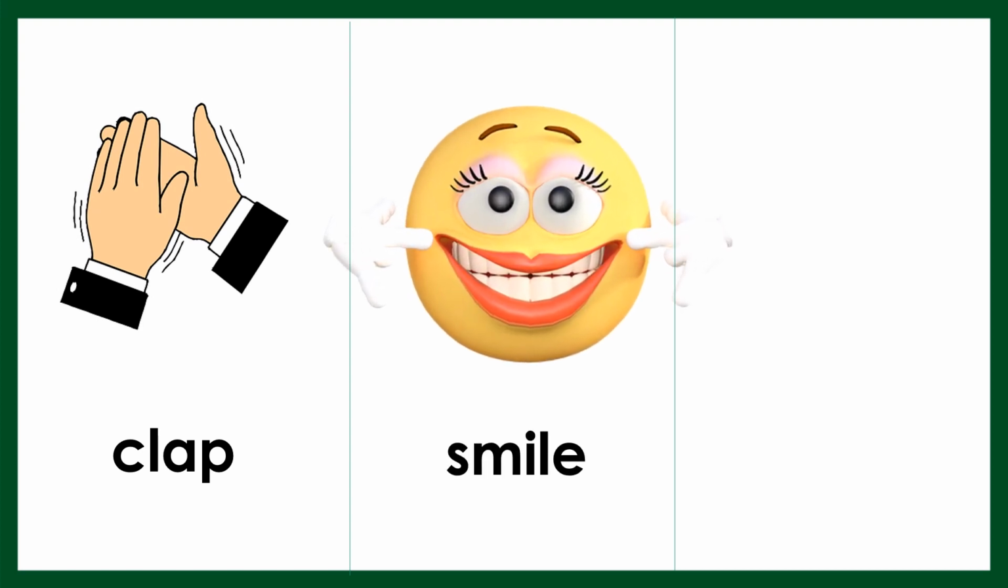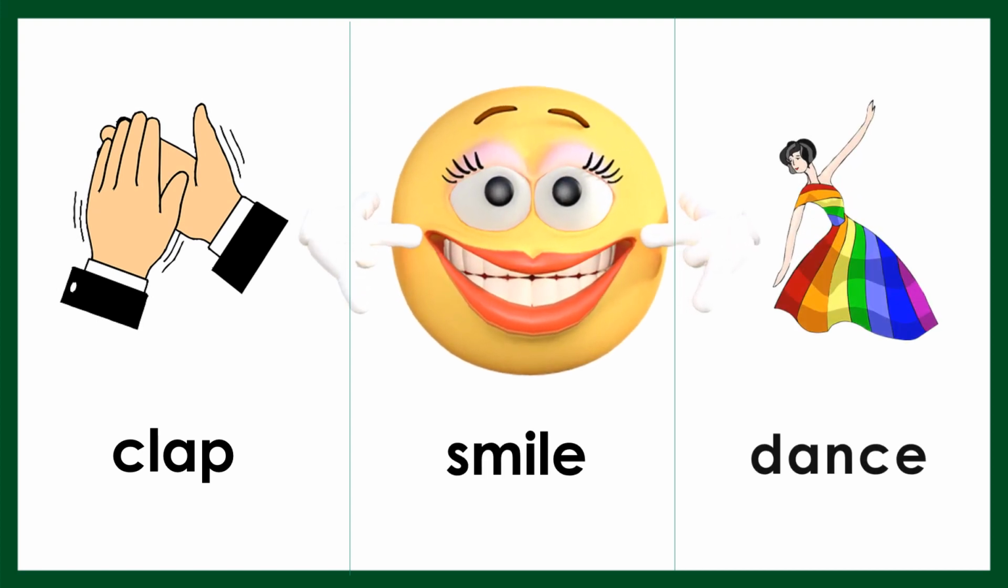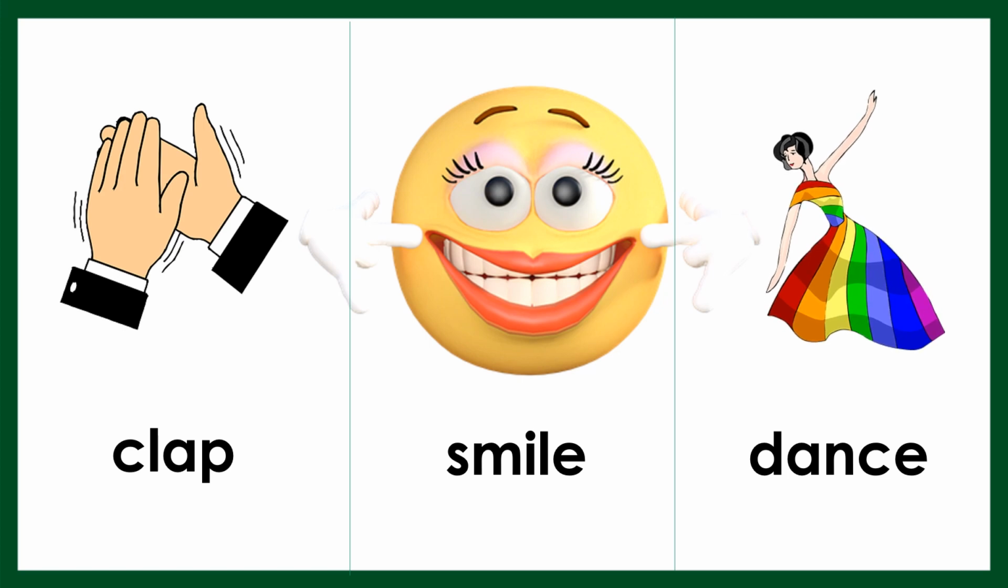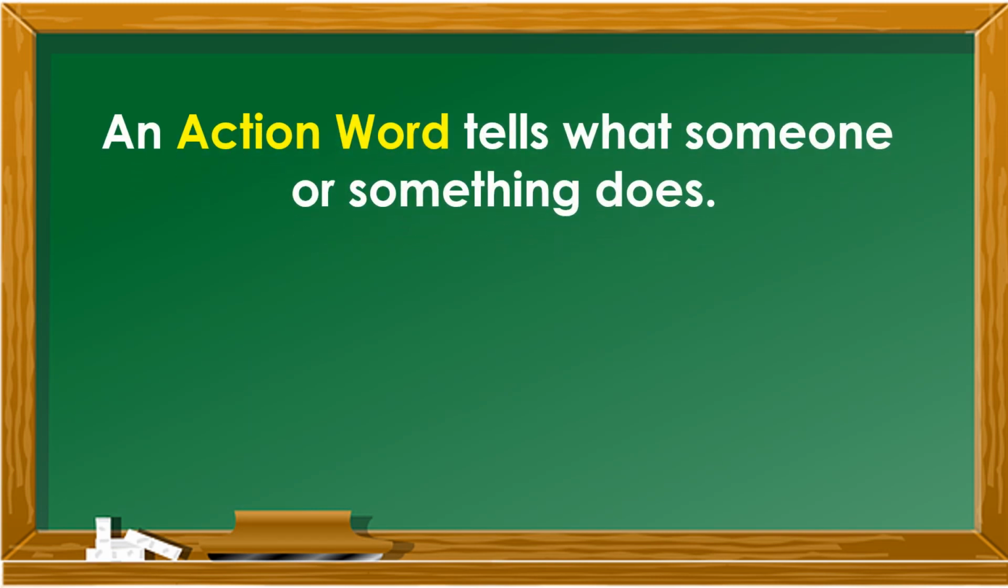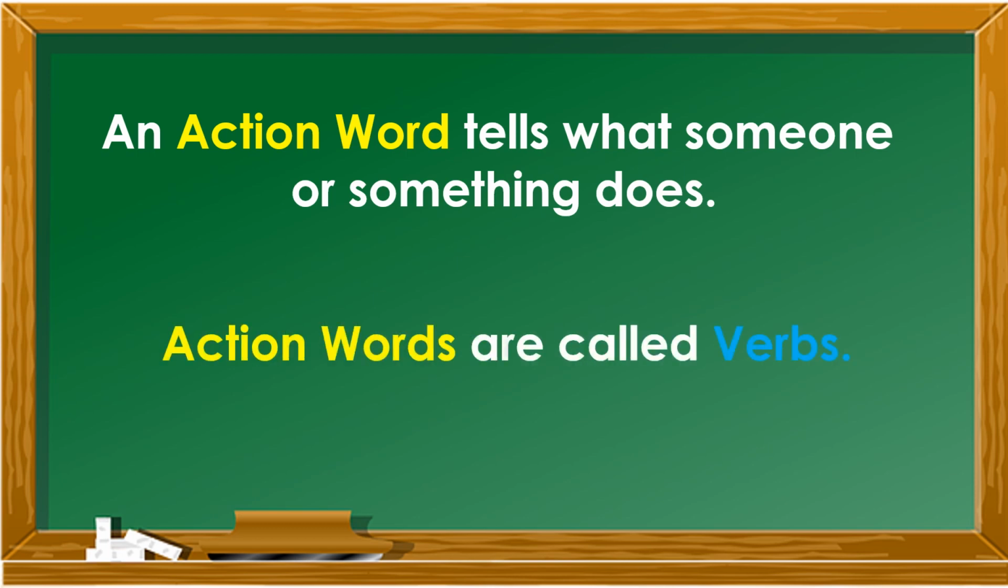Can you clap? Can you smile like this? Can you dance well? Very good. Clap, smile, dance. These are actions. An action word tells what someone or something does. Action words are called verbs.